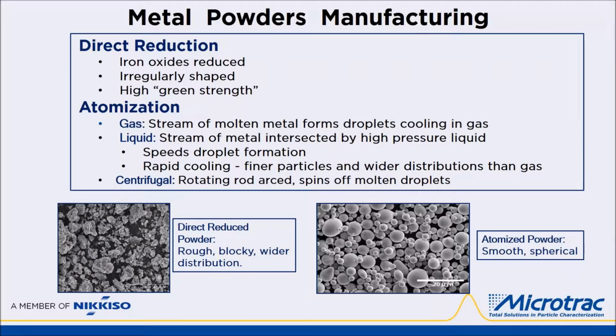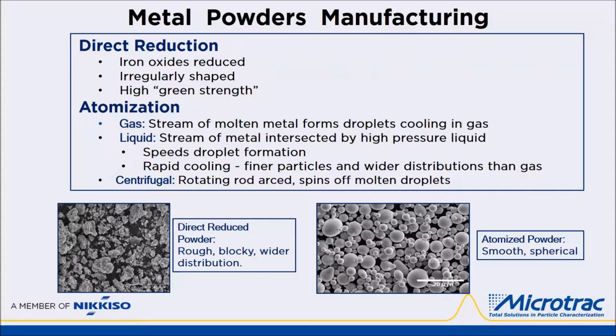Thanks, Claudia, and thank all of you out there for joining us today. So let's get started. In metal powders manufacturing, two types of processes are used: direct reduction and atomization, which is the most common. In direct reduction, iron oxides are reduced in the solid state to produce sponge iron, which is then ground into powder and annealed, and then reground. The final powder has a much more irregular shape than the more spherical atomized powders.